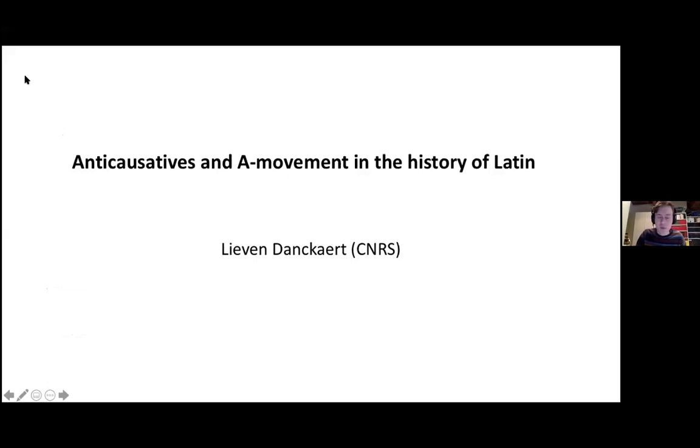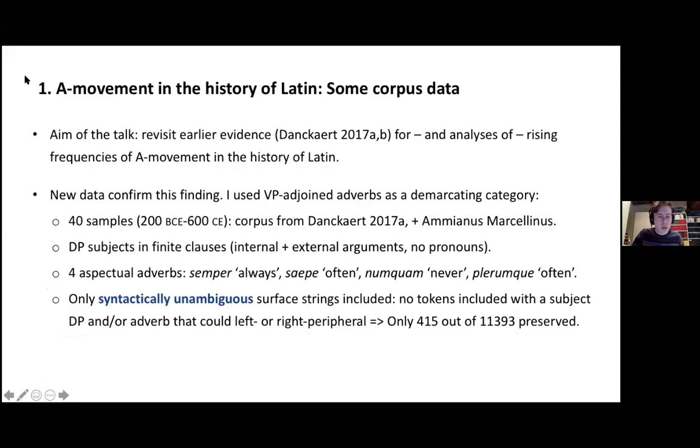Anticausatives and A-movement in the history of Latin. So the starting point, I would like to revisit in this talk a number of observations I made earlier about the diachrony of Latin. In a number of corpus studies, I observed that as time goes by, rates of A-movement of subject DPs rise in frequency in the corpus data.